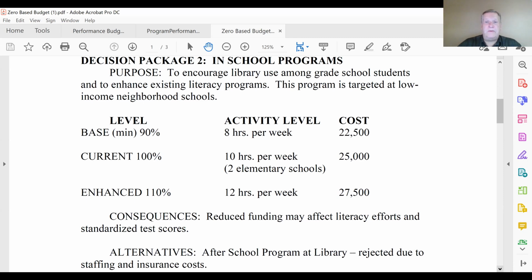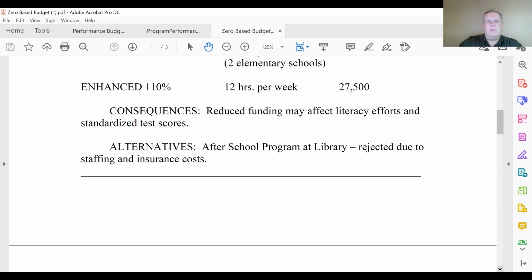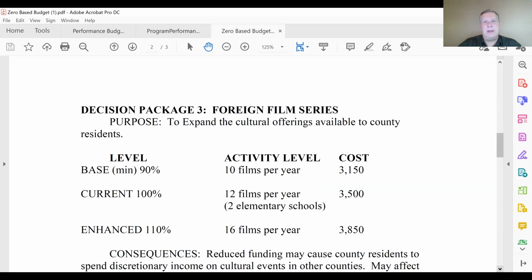Consequences: reduced funding will affect literacy efforts and may affect standardized test scores. An alternative to the in-school program would be an after-school program at the library, but it would require additional staffing and, again, additional insurance costs. So we passed on the after-school program and decided to stick with the in-school program, but we have to decide which funding level to support. And again, you've got your consequences of reducing versus augmenting your funding levels. And so on and so on. I won't go through them all, but there are several decision packages on here.